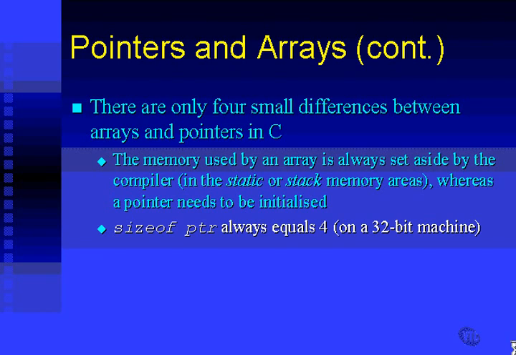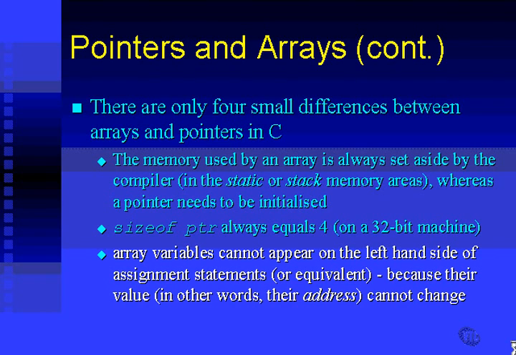Contrast that with the size of an array, which equals however big the array is, however many elements there are in the array, multiplied by the size of each element. So if there were 100 integers, you would have an array size of 400. Doesn't matter how big the thing that pointer points to is, the size of the pointer itself is always 4. People confuse them very, very often.